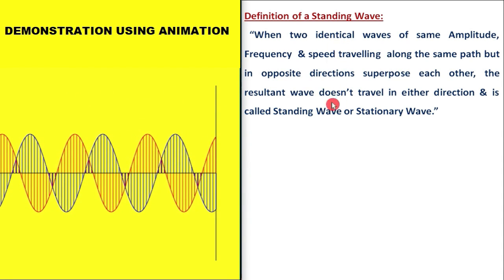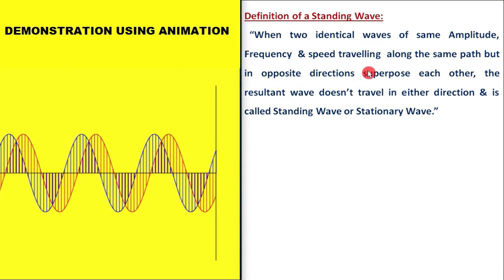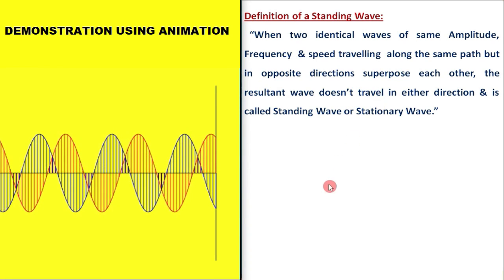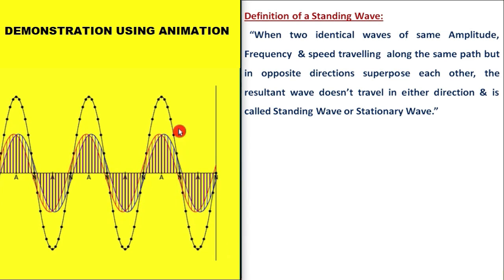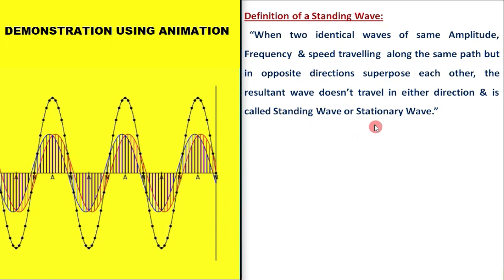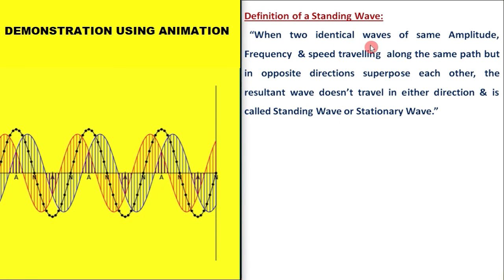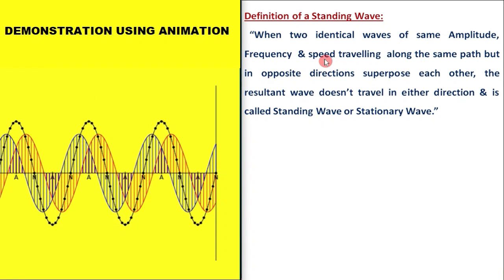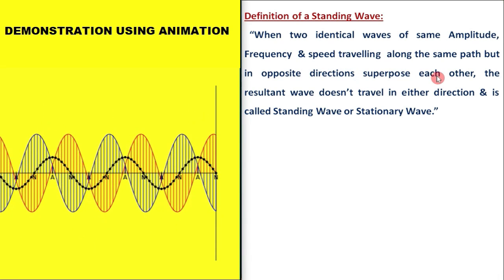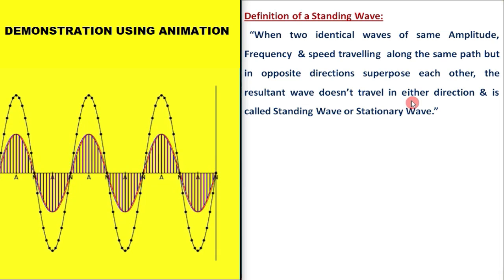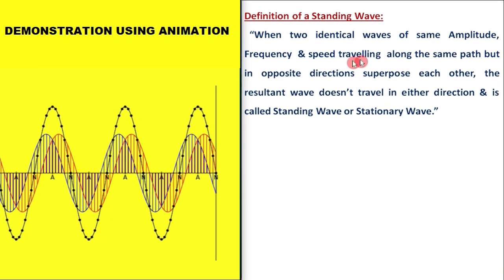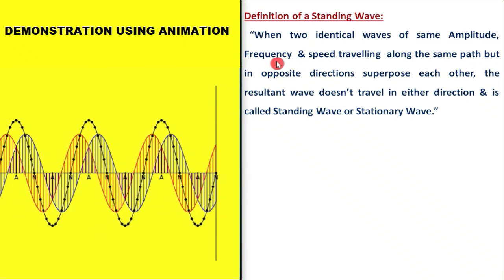Okay, in such cases, when these two waves superpose, they produce a resultant wave which does not travel in either direction. Okay, so this black wave does not travel in either direction, so that black wave is known as stationary wave. So this is the definition. When two identical waves of same amplitude, same frequency and same speed, traveling along the same path but in opposite directions, superpose with each other, the resultant wave does not travel in either direction and is called stationary wave or standing wave. Okay, these conditions are very important to write. Remember, same amplitude, same frequency, same speed.